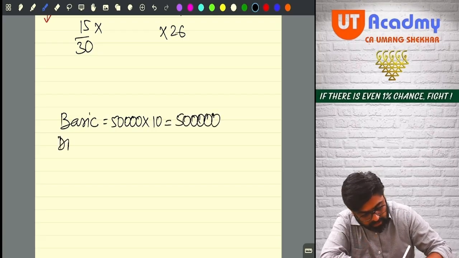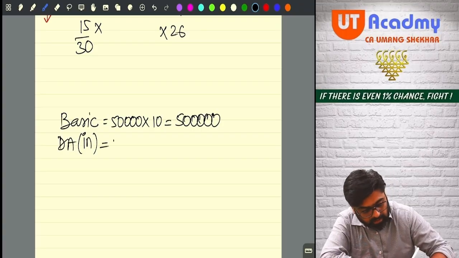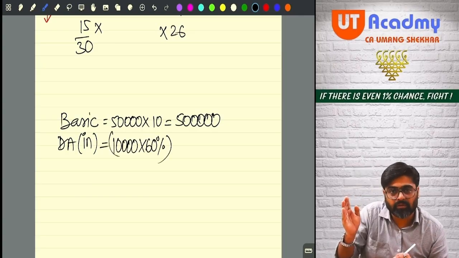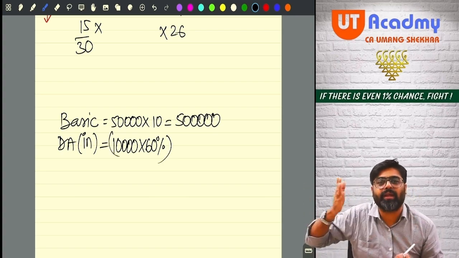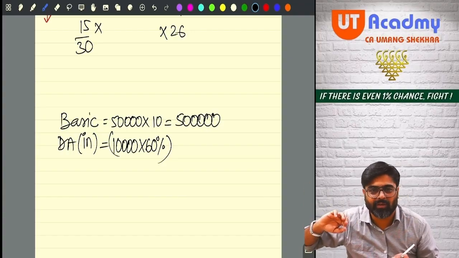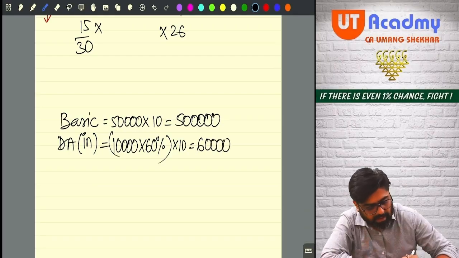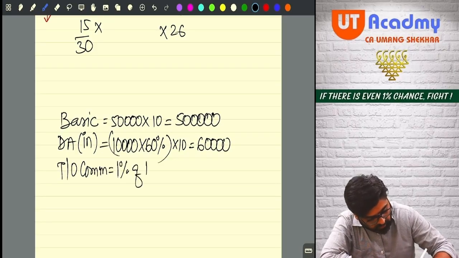Now I will have to take DA in terms only. Only DA in terms I will take. So see, 10,000 was my DA. Out of that, 60% was in terms. And for the last 10 months, 6,000 only I was getting, no? Entire 10 months I was getting 6,000 only. So it will be multiplied by 10. I will get 60,000, DA in terms. Now, turnover commission, they are saying that it is 1% of the turnover, which is 1 crore 20 lakhs.